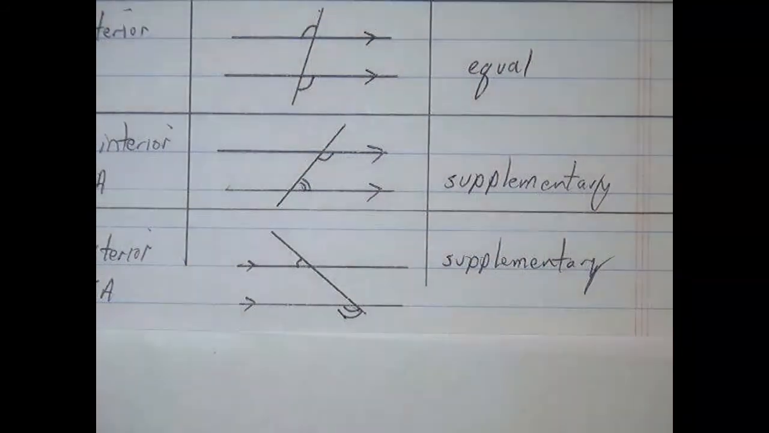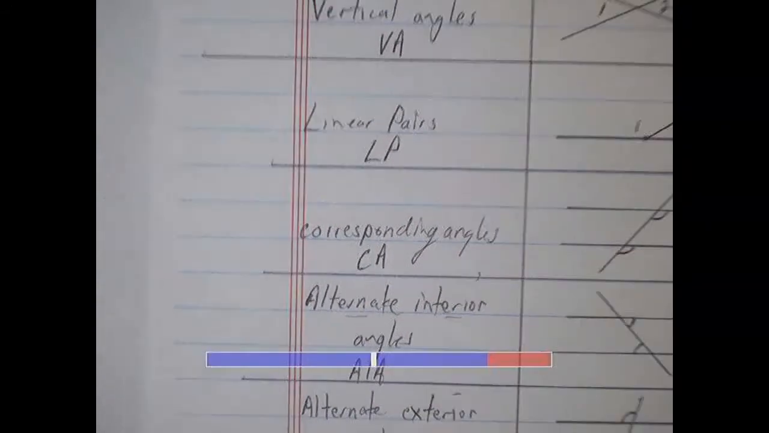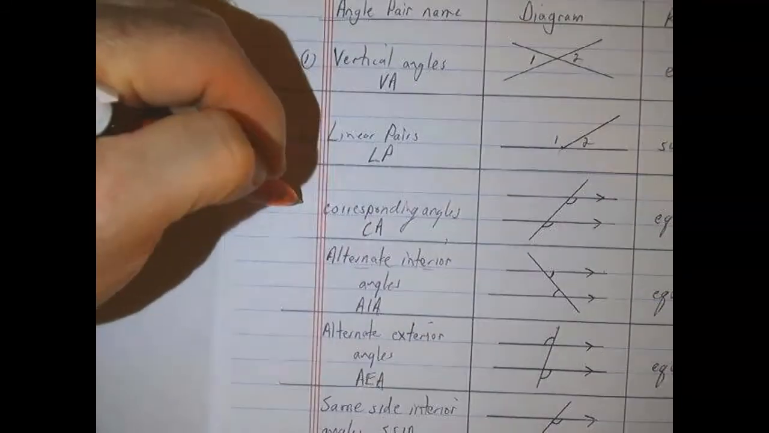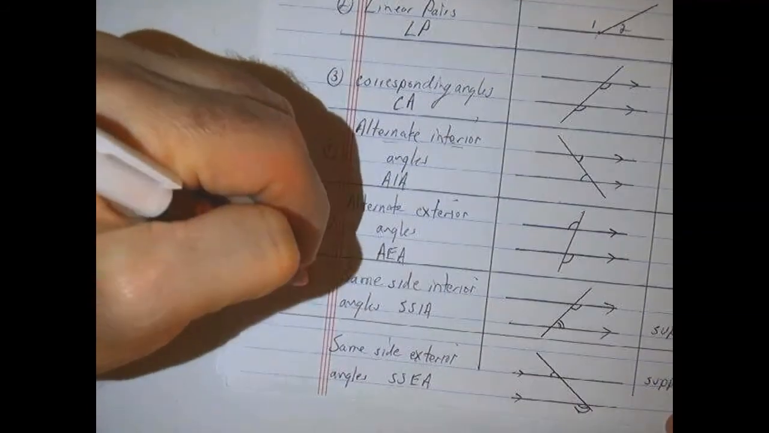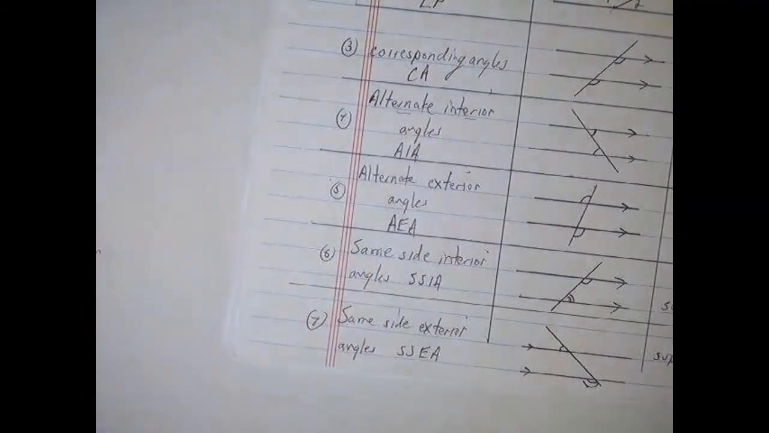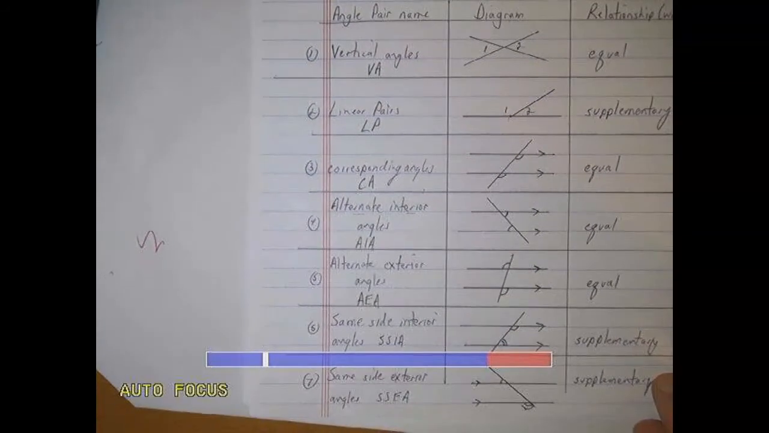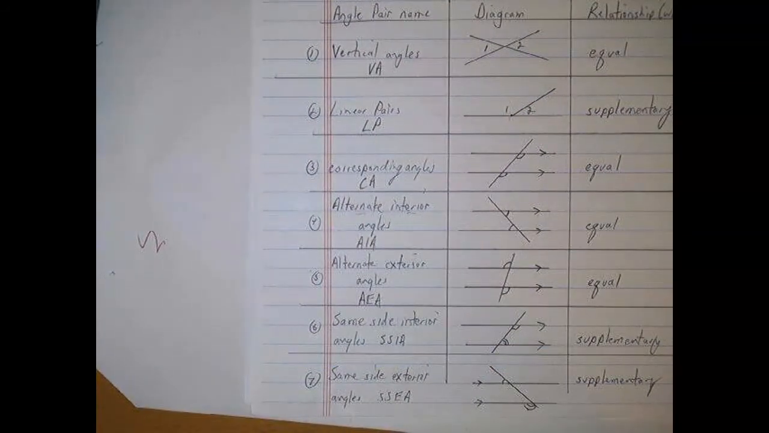Okay? So let's count. Let's see how many types of angle pairs we have here. We have 1, 2, 3, 4, 5, 6, 7 different types of angle pairs. And each pair here are either equal to each other or supplementary. There's no right angles here. There's no 90s, only equal or supplementary.